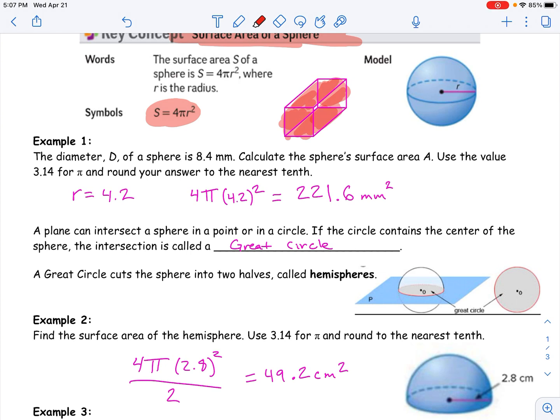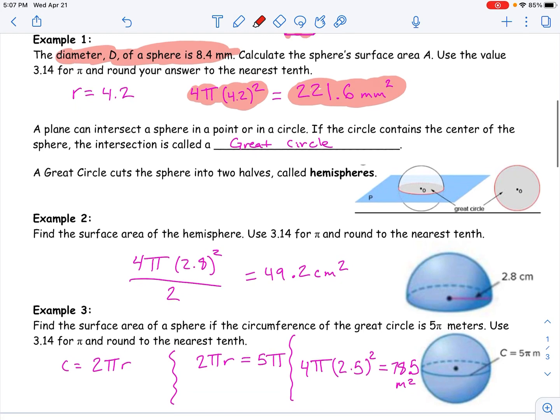As I'm going into example 1, I noticed that it's giving us the diameter of our sphere, and that's 8.4. Our formula doesn't have diameter in it. It has radius. So we're going to use the radius. The radius is 4.2, and I'm just plugging that in. So surface area equals 4 times pi times radius squared. I did 4 times pi, and then my radius was 4.2, we said. So I squared it, and I got 221.6 for my answer.